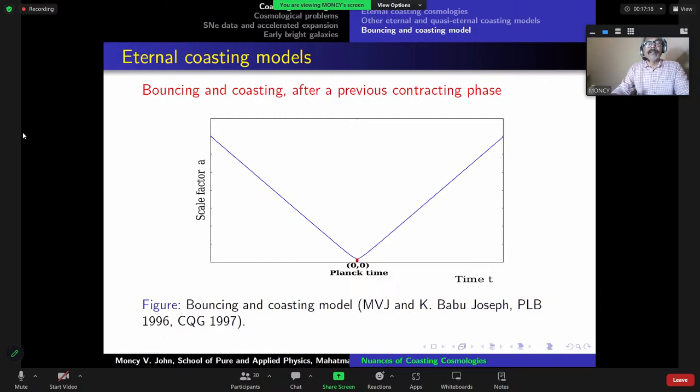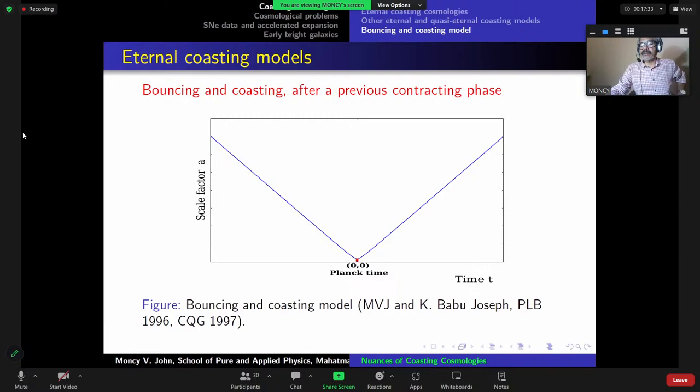1998. A graphical way of looking at this is this. We have a previous contracting phase for such a model. A bounce happens at nearly the Planck time, and thereafter it evolves in a coasting manner.